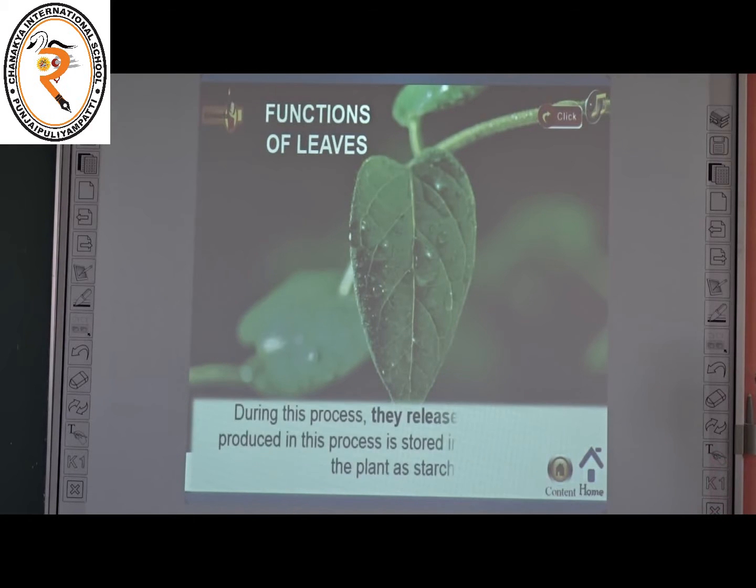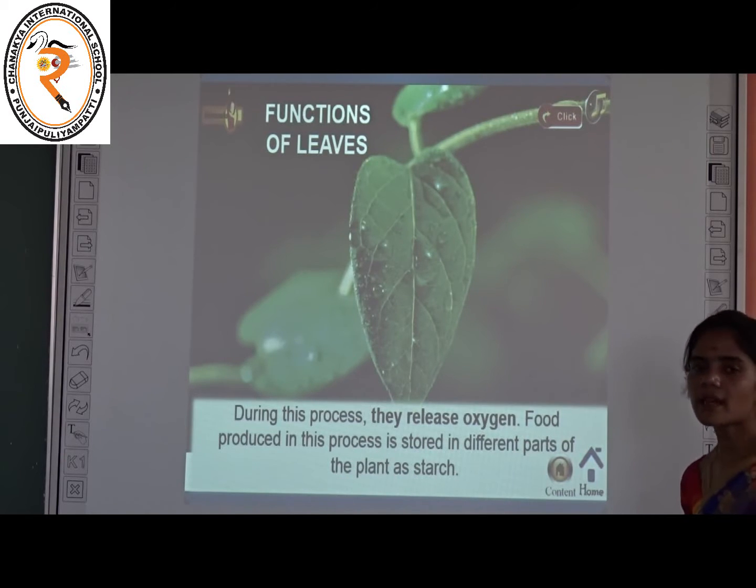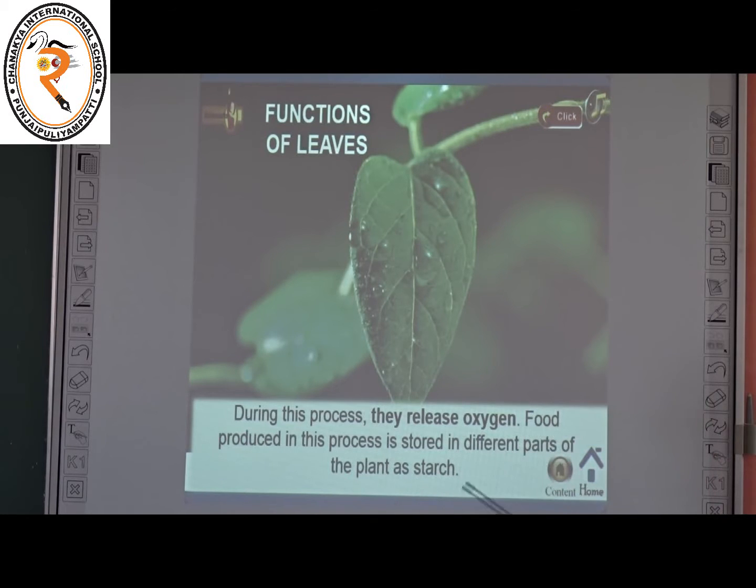Okay. And the next one, during this process they release oxygen. So make a note of this. During photosynthesis they release oxygen. Food produced in this process is stored in different parts of the plant as starch. So the starch is made, that is a food made by a plant. So these are all the main functions of leaves.